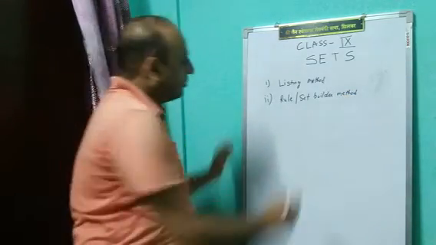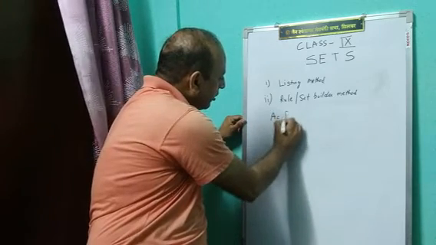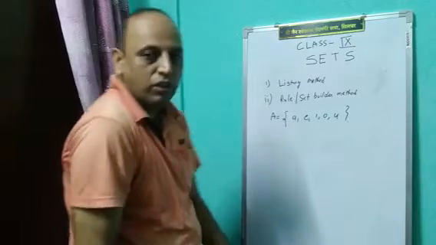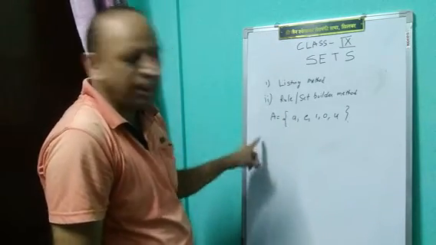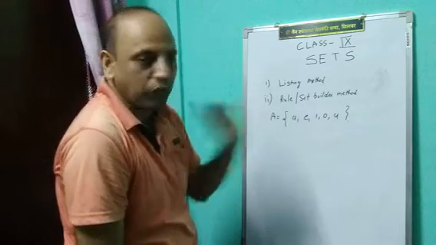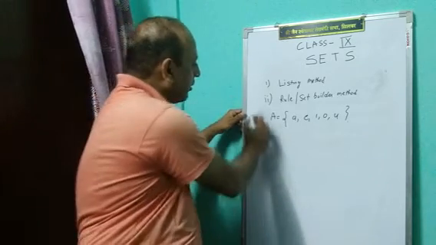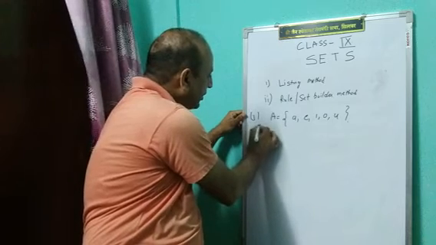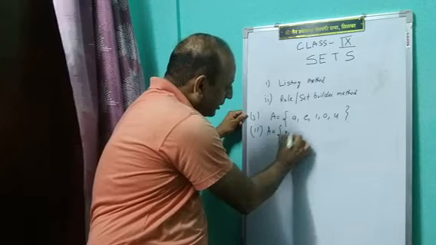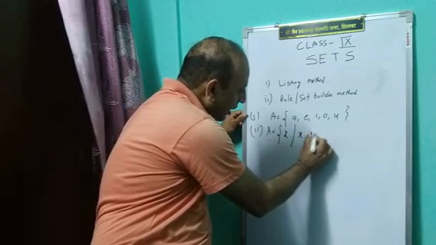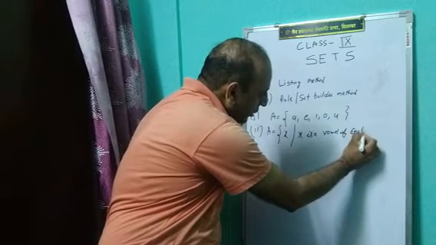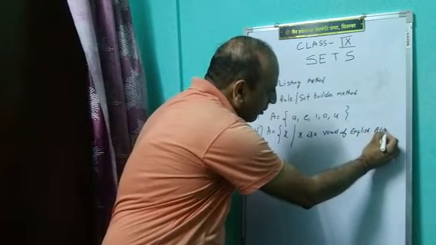Under the listing method, set is written as A = {a, e, i, o, u}. The elements are written. This is a set A. Set A contains vowels of English alphabets a, e, i, o, u. This is written in listing method. And if you write it in set builder method, A contains element x such that x is a vowel of English alphabet.